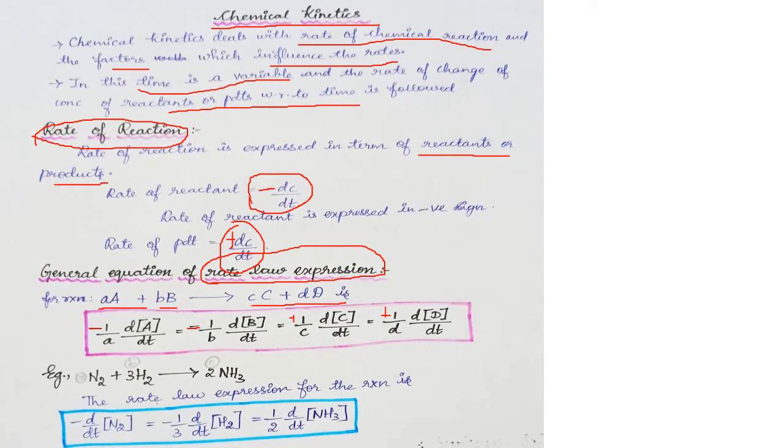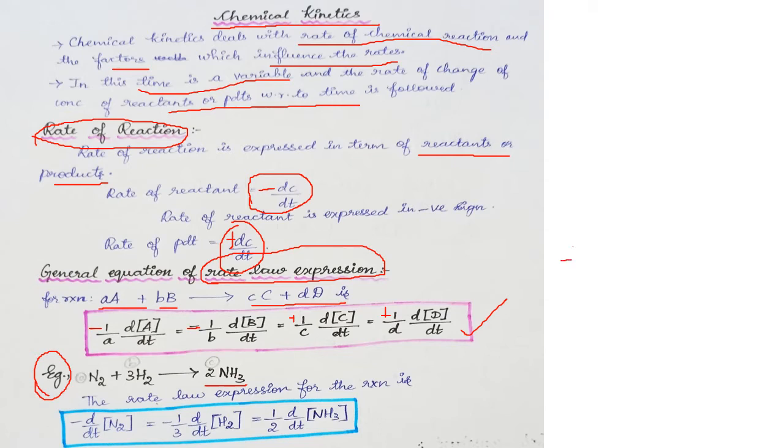Next, we can understand it by using this example: N2 plus 3H2 gives 2NH3. The rate law expression for this reaction is given by minus d/dt N2, minus 1/3 d/dt H2, 1/2 d/dt NH3. By using this equation, we have to write the rate law expression for this reaction N2 plus 3H2 gives 2NH3.